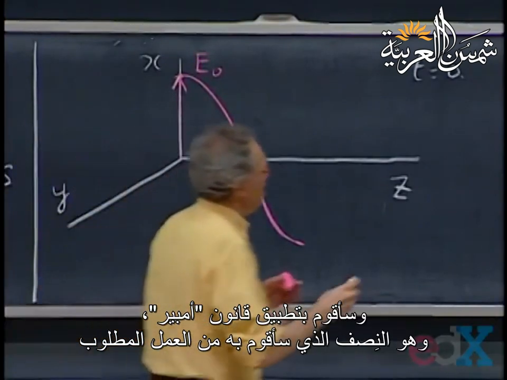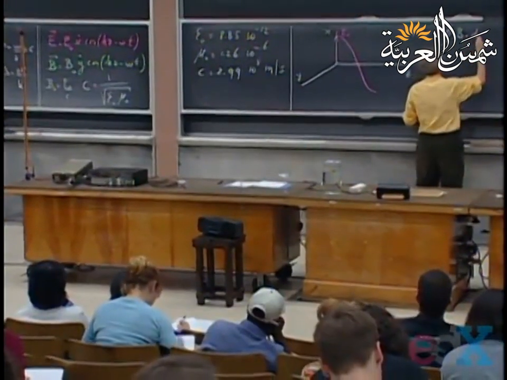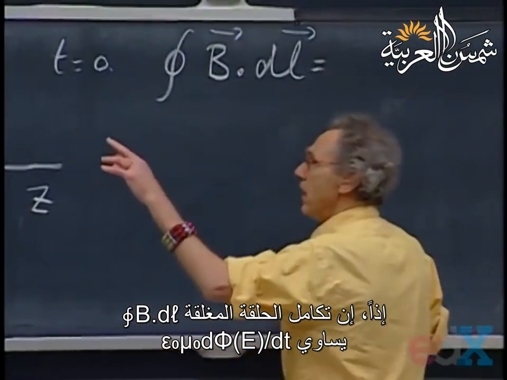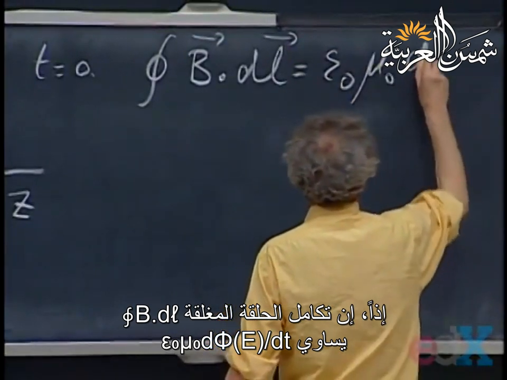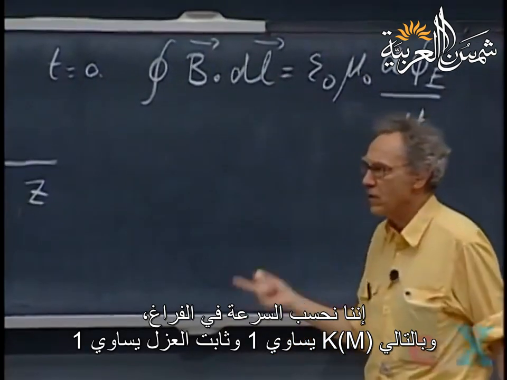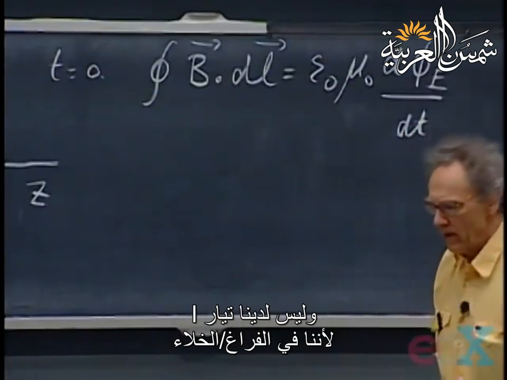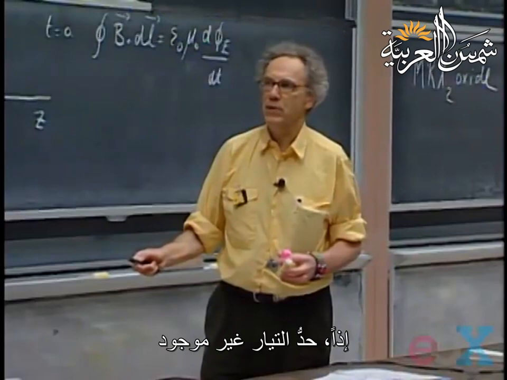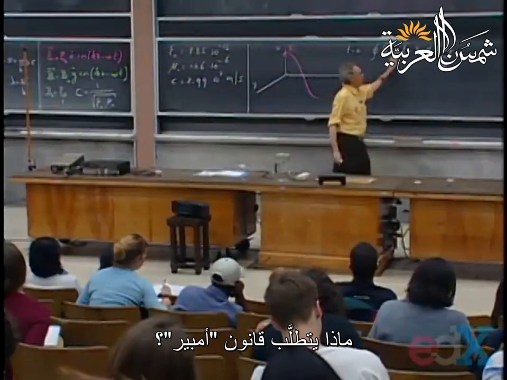And now I'm going to apply Ampere's law, that's my half of the bargain: closed loop integral of B dot dl equals epsilon zero times mu zero times d phi E dt. We're dealing with vacuums, so kappa m is one and the dielectric constant is one. And there is no such thing as a current I because we are in empty space, so this whole term does not exist. What does Ampere's law require?